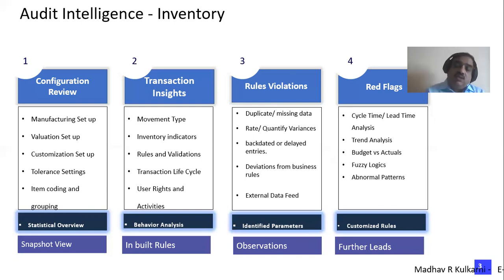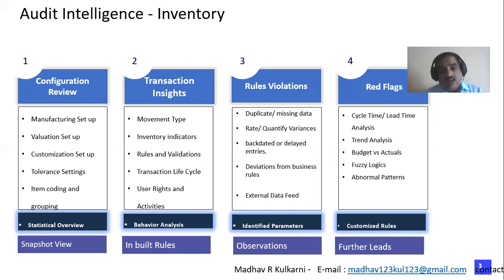What are the different transactions and what is the life cycle is something which the organization or the auditor tries to understand. Who are the users and what kind of activities they perform is a behavioral analysis that people undertake, and it is based on inbuilt rules. So that visibility is very important.